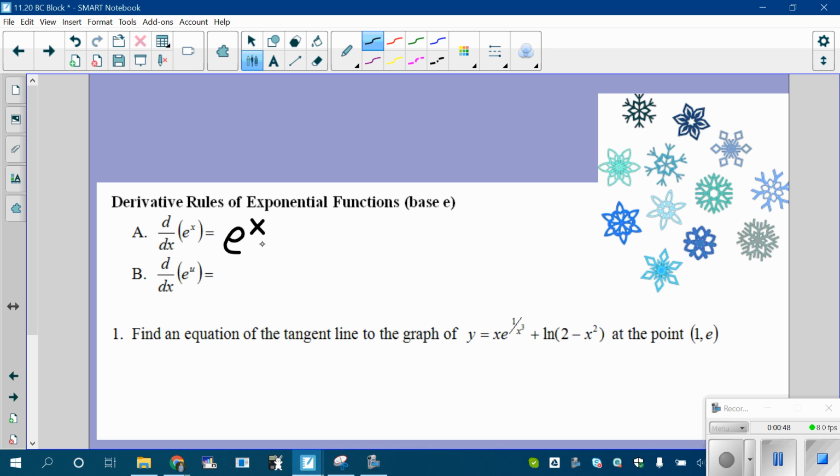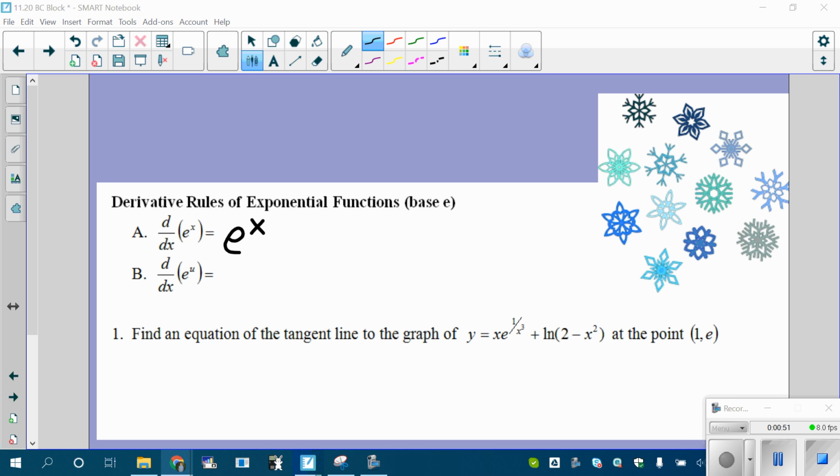Easy peasy, e to the x. Oh yeah, by the way, this is in the big note packet on page 27 by the numbering in the bottom corner, 29 by the PDF numbering. Anyway, the derivative of e to the x is e to the x, easy.